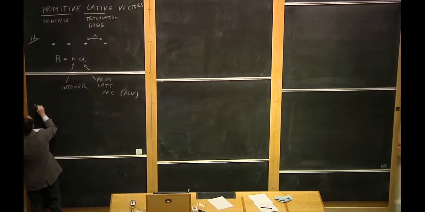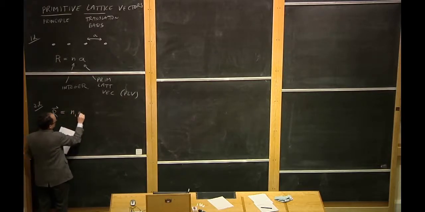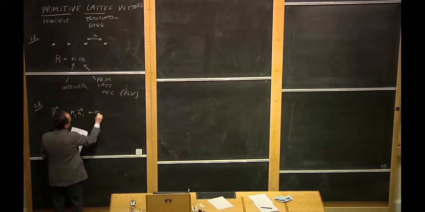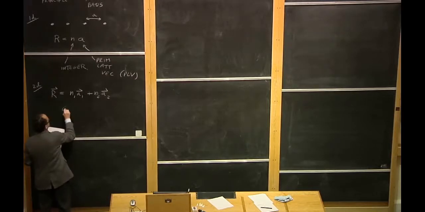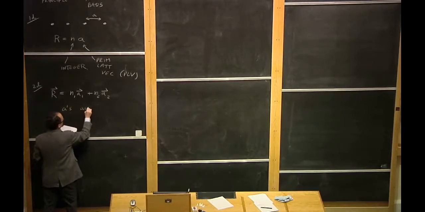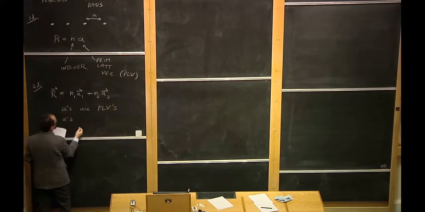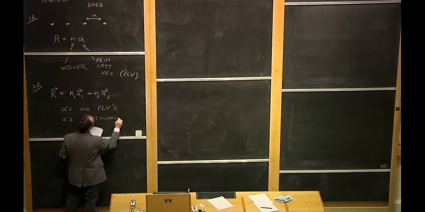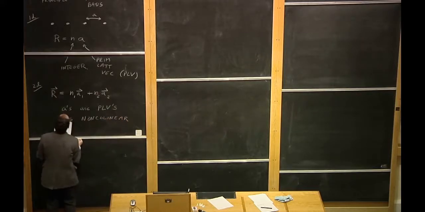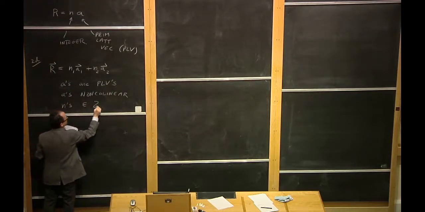Let's try one in 2D, a little bit more complicated. So the lattice points here are an integer n1 times a primitive lattice vector a1 plus an integer n2 times another primitive lattice vector a2. The a's are the primitive lattice vectors, the PLVs. The a's should be non-collinear, so that we have something that's really two-dimensional. And the n's are integers, elements of the integers.